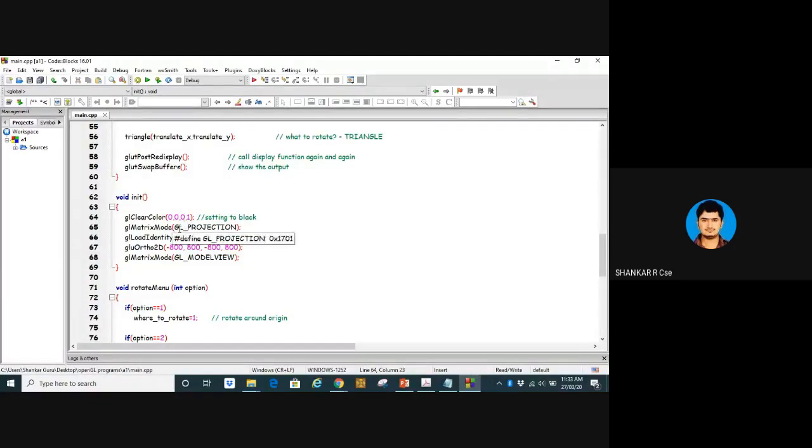Matrix mode of projection. What is projection? By default, orthographic projection applies. Load identity, this projection and load identity I have not taught you, so I'll teach you now. Understand carefully. Projection, load identity, and this model view. I'll explain you in simple terms.